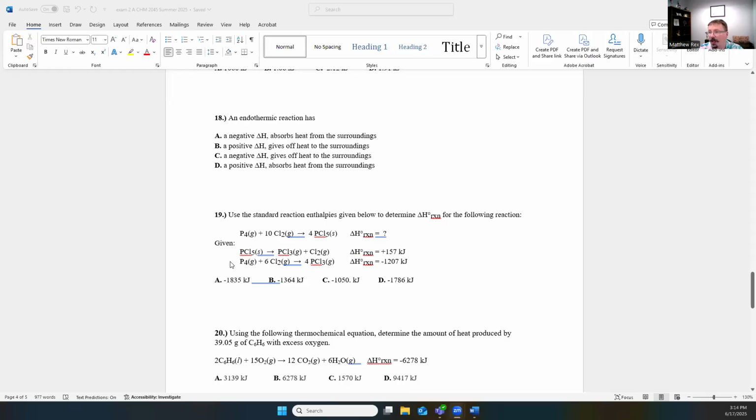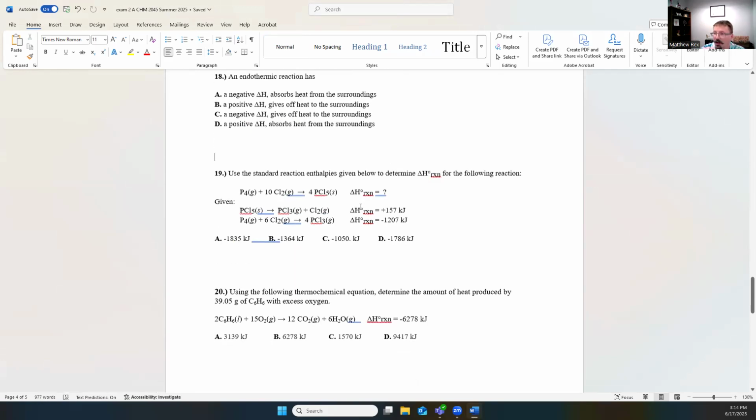An endothermic reaction, so again, an endothermic reaction is going to absorb energy. So we should see a delta H that is positive. So right off the bat, that's either answer B or D. We can throw out A and C. And again, it's positive, meaning it's absorbing heat from the surroundings. It's taking in or it's increasing its internal energy. So that would be answer D.